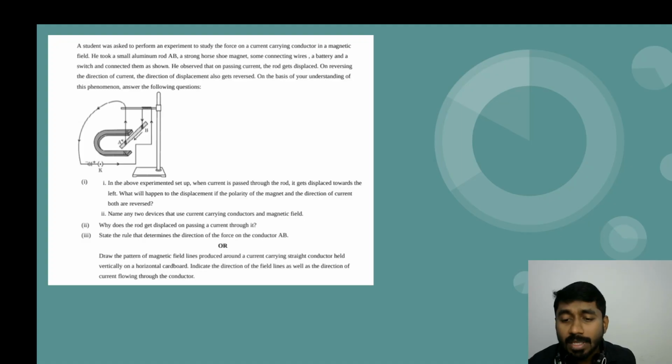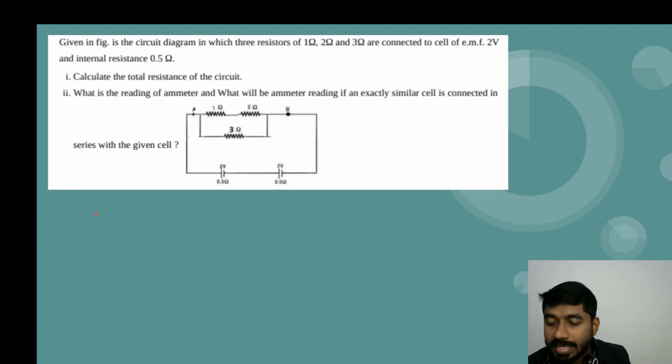Okay, so we'll do the next question now. Yes, very important question. Given a circuit diagram in which 3 resistors 1 ohm, 2 ohm, 3 ohm are connected to a cell of EMF 2 volt and internal resistance 0.5 ohm. So first consider the voltage V equal to 2 volt. EMF means the applied voltage, the voltage of a battery. Internal resistance, we can write it as small r equal to 0.5 ohm.